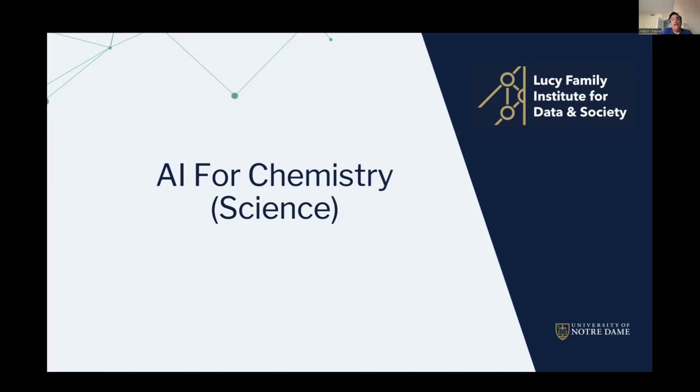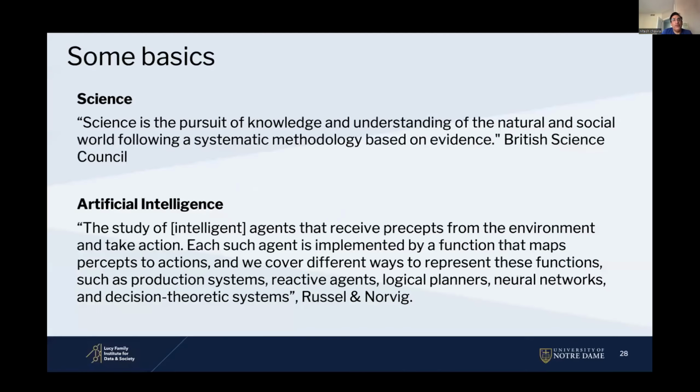And recently, what we have also taken a significant foray into is what can AI do for chemistry or science from that perspective. So if you think about, one thing that to ask always is, hey, what is science? What does science mean? And according to the British Science Council definition, science is the pursuit of knowledge and understanding of the natural and social world, following a systematic methodology based on evidence.